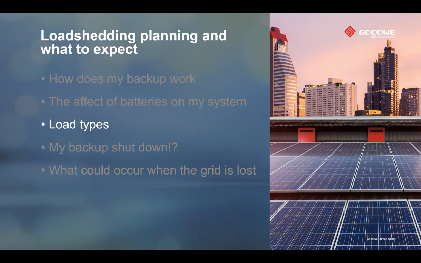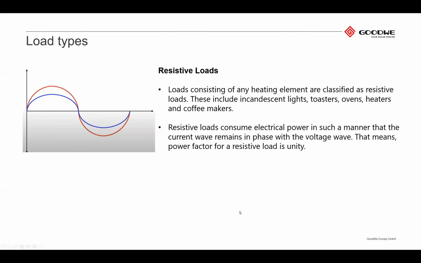Now I'm going on a bit about load types. I'm sure most of you are very familiar with the different load types. Our resistive loads, like our heating elements, toasters, ovens, all of those different devices, consume power in such a manner that the current wave remains in phase with the voltage wave. As you'll see on the graph on the side, our voltage and current are synchronized. That gives a unity power factor, a power factor of 1. So resistive loads are the nicest loads to run because they use a power factor of 1, so they don't cause any problem in our systems.